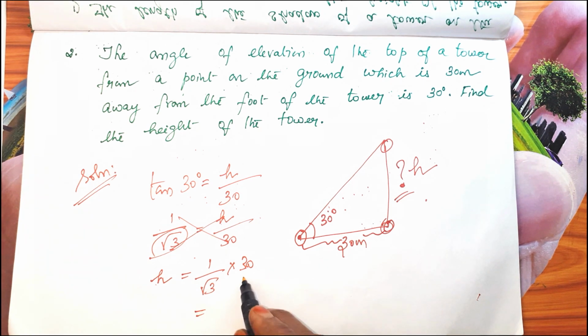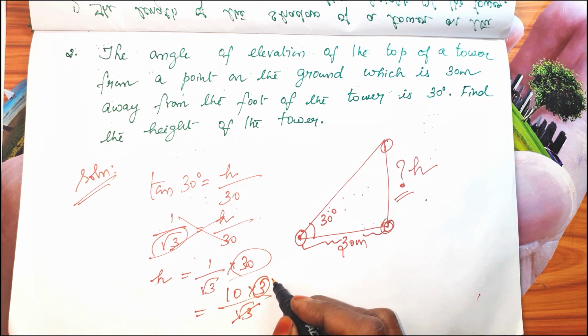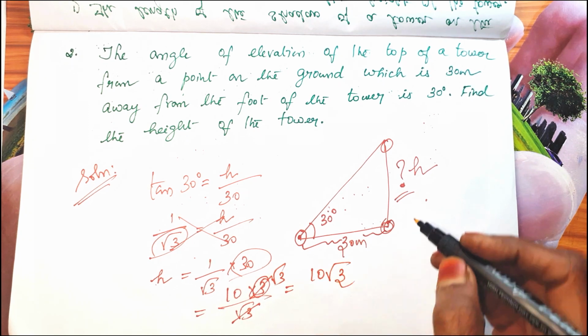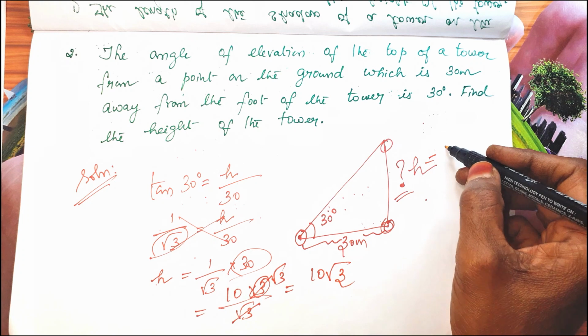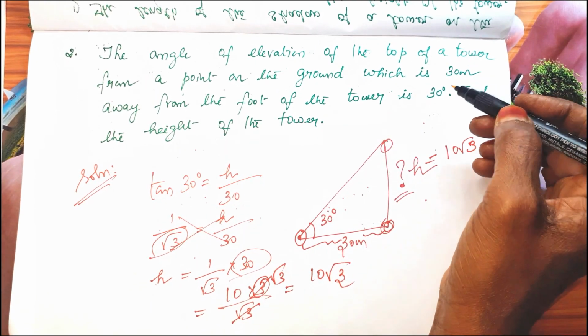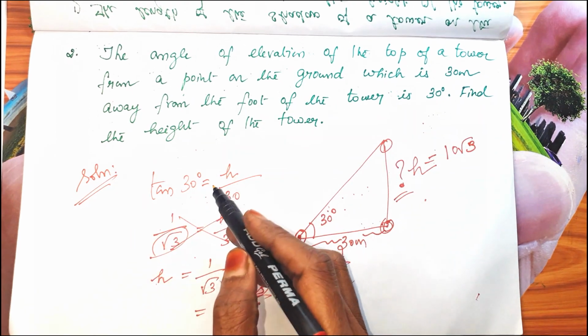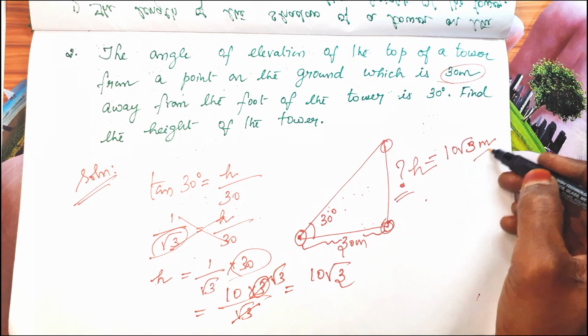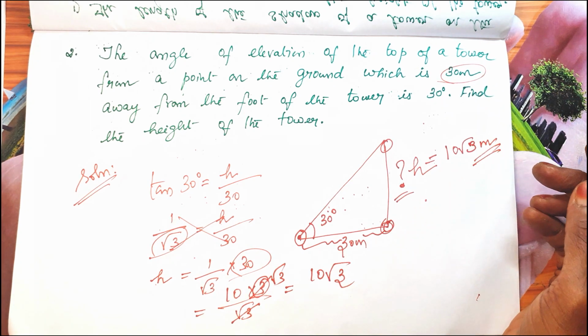We can write this 30 as 10 into 3 by root 3. In this, 3 and root 3 will get cancelled, and we are getting root 3. So the final answer is 10 into root 3. So the height of the tower is 10 root 3. What is the unit given? It is meters, right? So 10 root 3 meters. This is the height of the tower which we got using the tan theta formula.